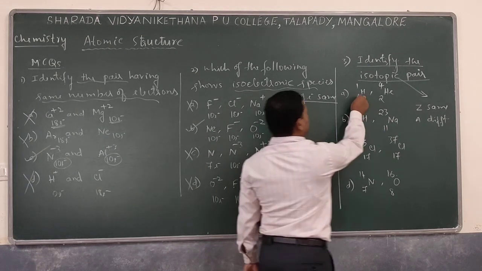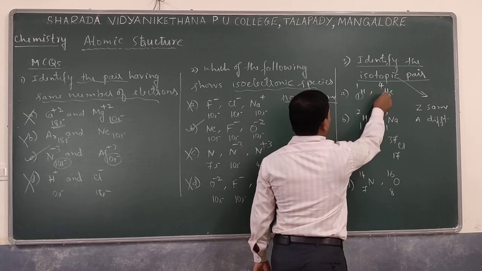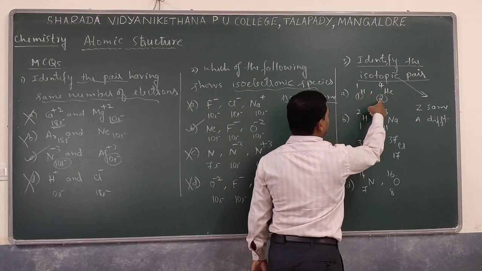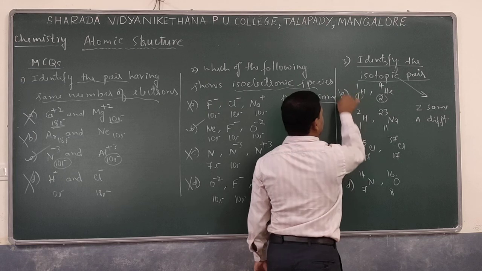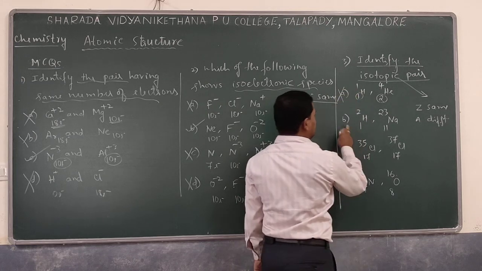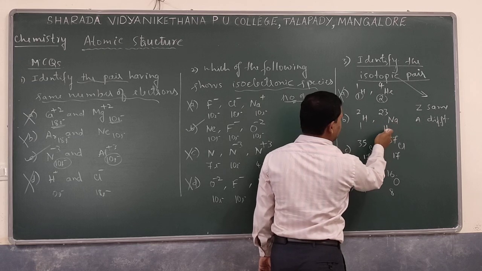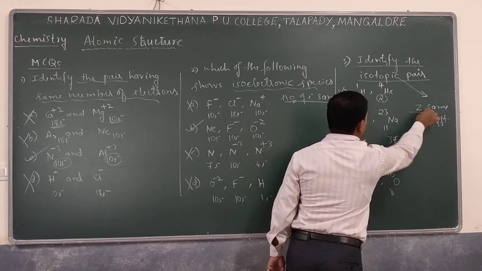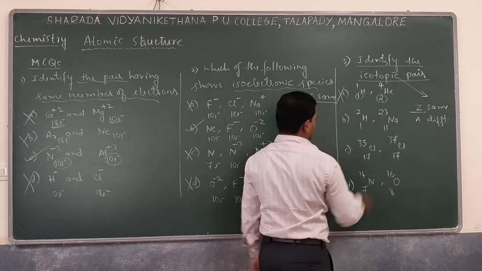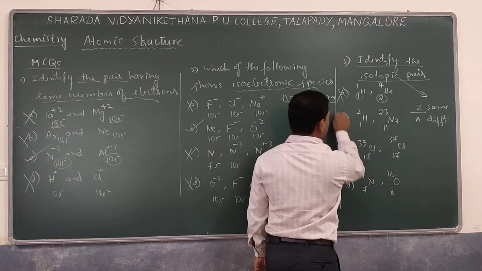Look here, 1, 2. The Z value here is 1, here it is 2. Is it the same? Not the same. As a result, option A is wrong. But in the case of B, the Z value for hydrogen is 1, whereas for sodium it is 11. Looking at the Z value is sufficient. Here 1 and 11 are not the same, so B is wrong.